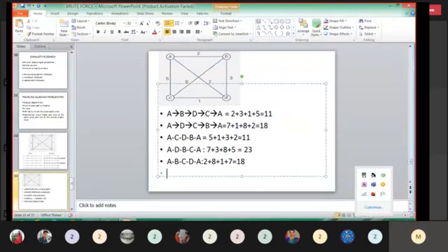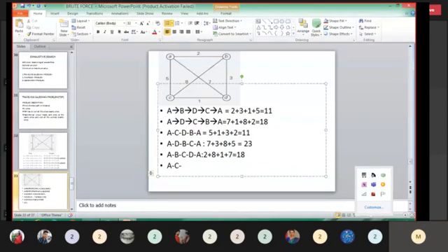Next is B to D, D to A. Total distance traveled is A to C, it is 5. C to B, 8. B to D, 3. D to A, 8. Okay, 23. What is the total value? 23.